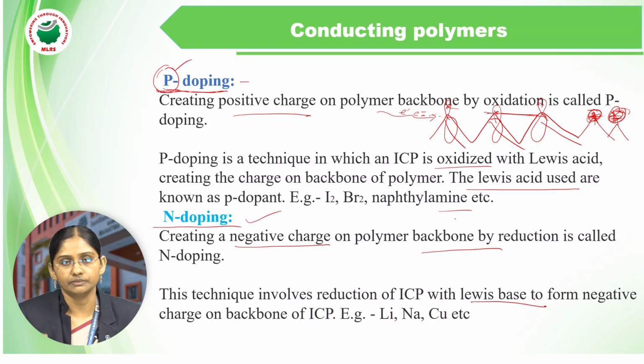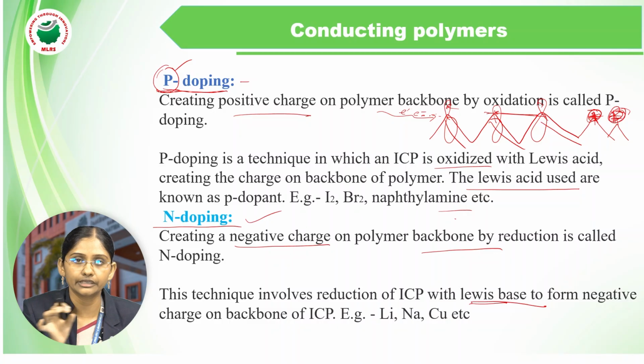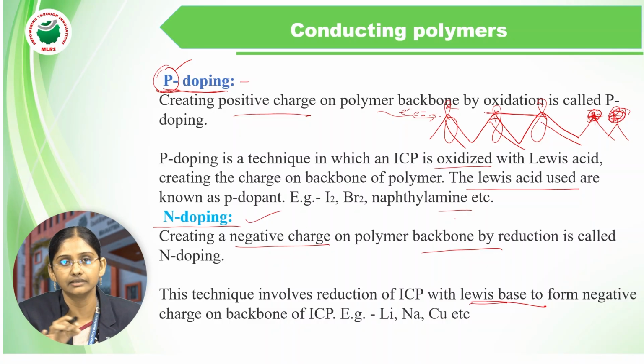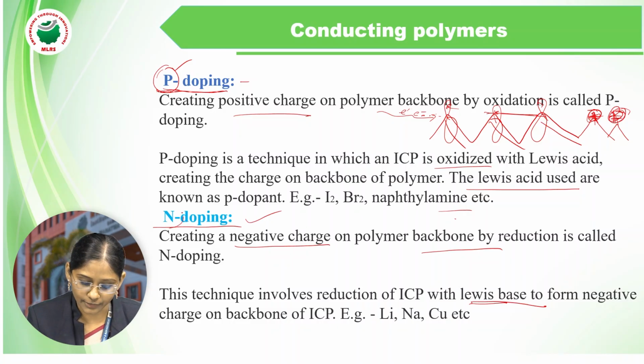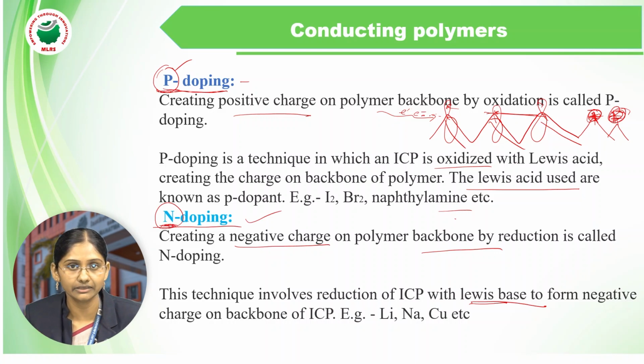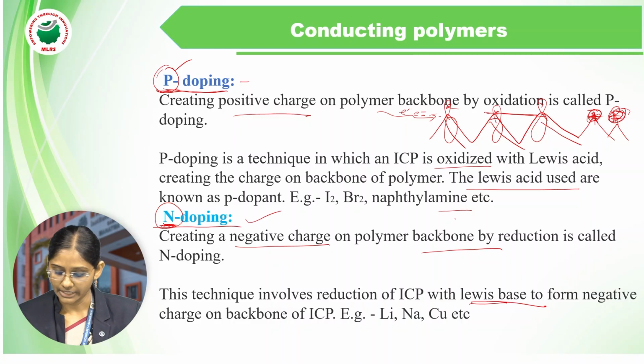When we add Lewis base solutions, basic solutions, to the polymeric chain, reduction takes place, that is, gaining of electrons takes place. Because of the gaining of electrons, a negative charge is created in the polymeric chain. Because of that negative charge and the unpaired electrons, the movement of these charges and electrons conducts electricity. That's why it is called n-doping. Clear? What is meant by n here? Negative. Because of negative charge it is conducting electricity, and p-doping means because of positive charge it is conducting electricity. Clear? Yes.